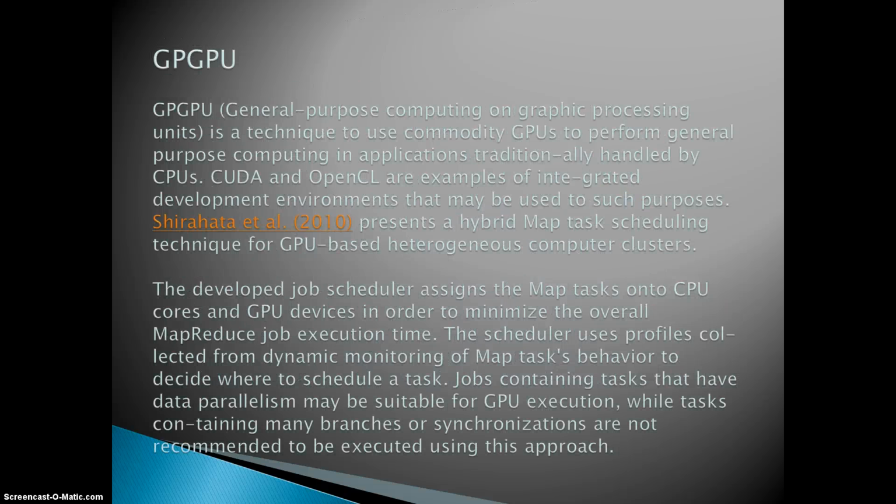GPGPU, general purpose computing on graphics processing units. It's a technique to use commodity GPUs to perform general purpose computing applications traditionally handled by CPUs. The developer's job scheduler assigns the map task onto CPU cores and GPU devices in order to minimize the overall MapReduce job execution time.